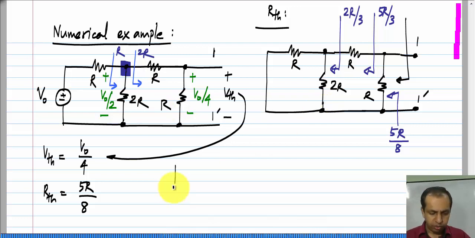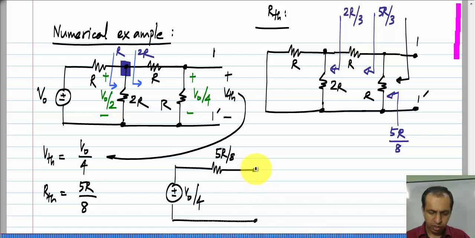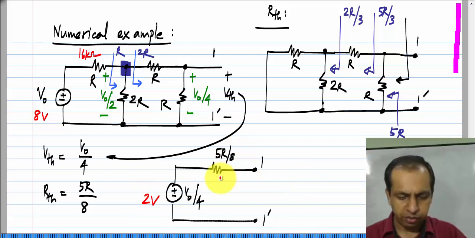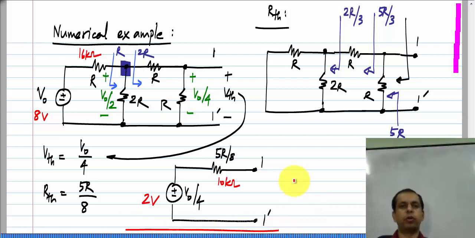So, the equivalent circuit would simply be V naught by 4 in series with resistance 5R by 8, and this is 1 and this is 1 prime, that comes from the polarity with which I measured VTH. Okay. So, this is 1, that is 1 prime. Now, if you are given specific values, so let us say V naught was 8 volts and R was 16 kilo ohms, okay, then this would be 2 volts. The next to this 5R by 8 would be 10 kilo ohms. Okay. And you can do this for any circuit that you want.